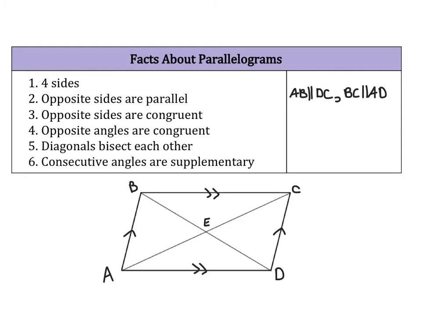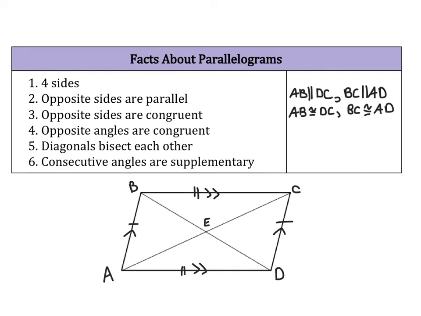The next fact is that opposite sides are congruent. That would be those same pairs, but now instead of parallel, we can also say that they are congruent. So AB is congruent to DC, and BC is congruent to AD, which we can show with our dash marks.